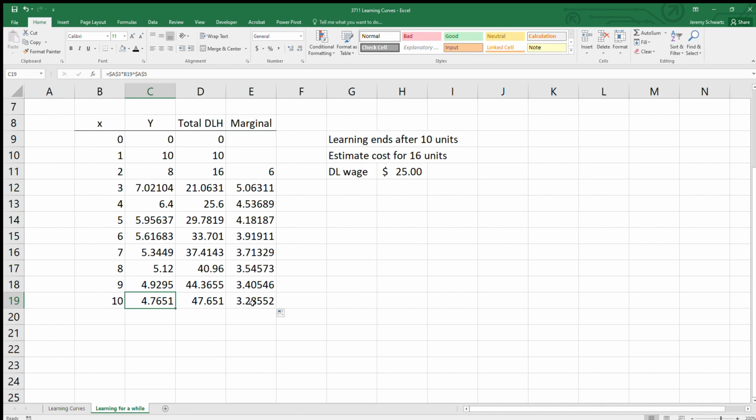So what we need to do is going forward, and in the next video when we do an estimate of our costs, the additional hours are going to continue at this 3.285 rate.